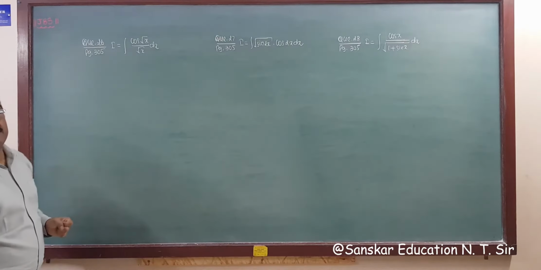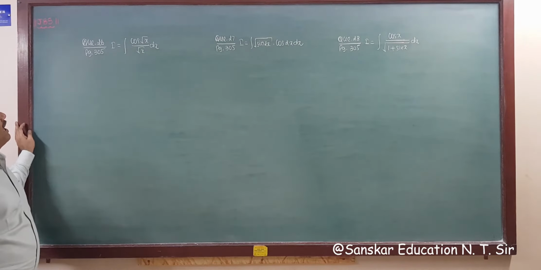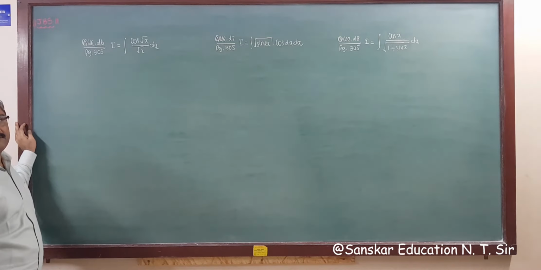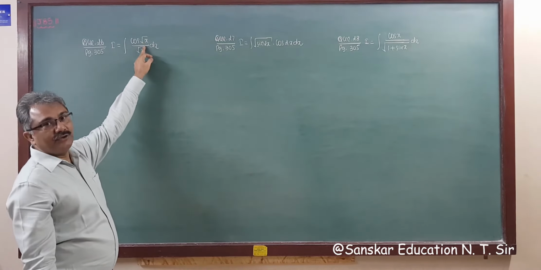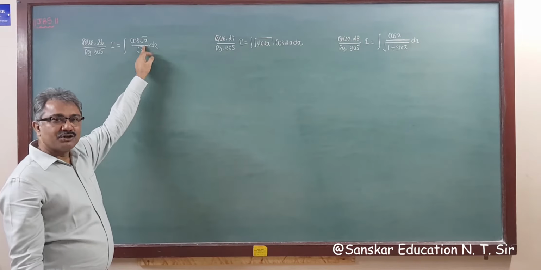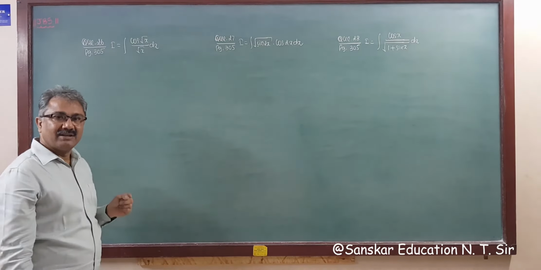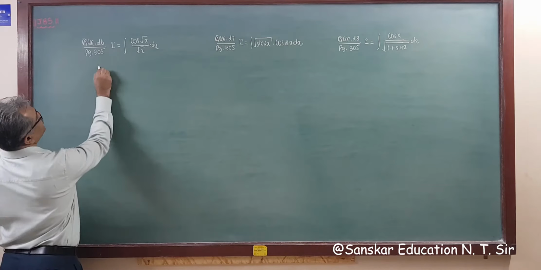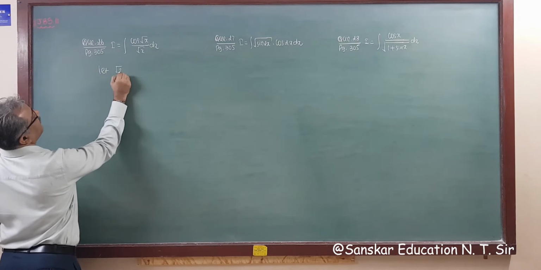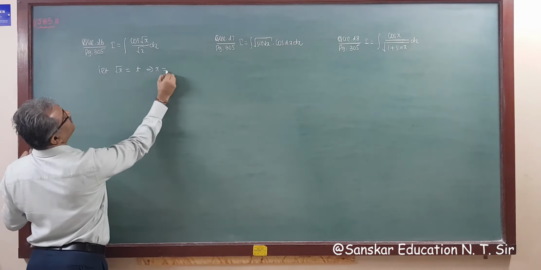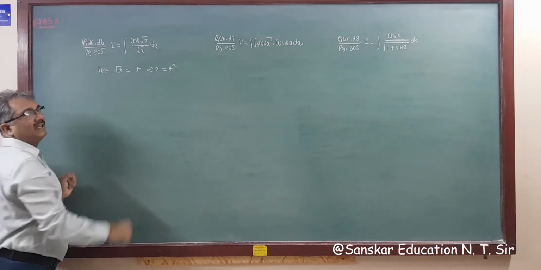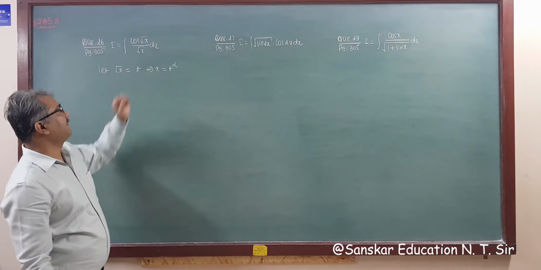Okay. Question 26, page 305. I is equal to integration cos root x upon root x dx. What is new here? Root x. So we assume root x. Let us assume root x is equal to t. So this implies x is equal to t square. Either you can write directly x is equal to t square, right?